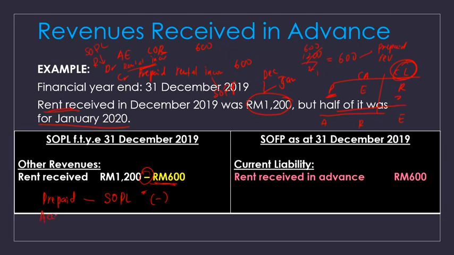Kalau accrual dekat SOPL, you kena tambah. Dekat SOFP, you kena buat table ni. Nak klasifikasikan dia tu current asset ataupun current liability. Tapi yang ni I tunjuk daripada awal lah, macam mana from your journal entry tu, you kena adjust macam mana. Formula dia ini je lah, adjustment. Okay, so that's, ini je lah untuk prepaid and accrual.